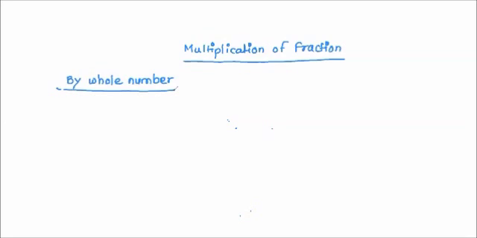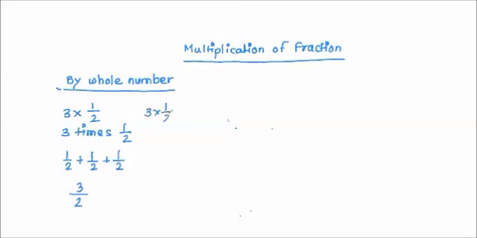Just take an example. 3 multiplied by 1 upon 2 means that it is 3 times 1 upon 2, which is equal to, as 2 is the same denominator everywhere, the denominator stays same, and we add the numerators 1, 2, 3, which is equal to 3 upon 2. So what we say is 3 into 1 upon 2 is equal to 3 upon 2.